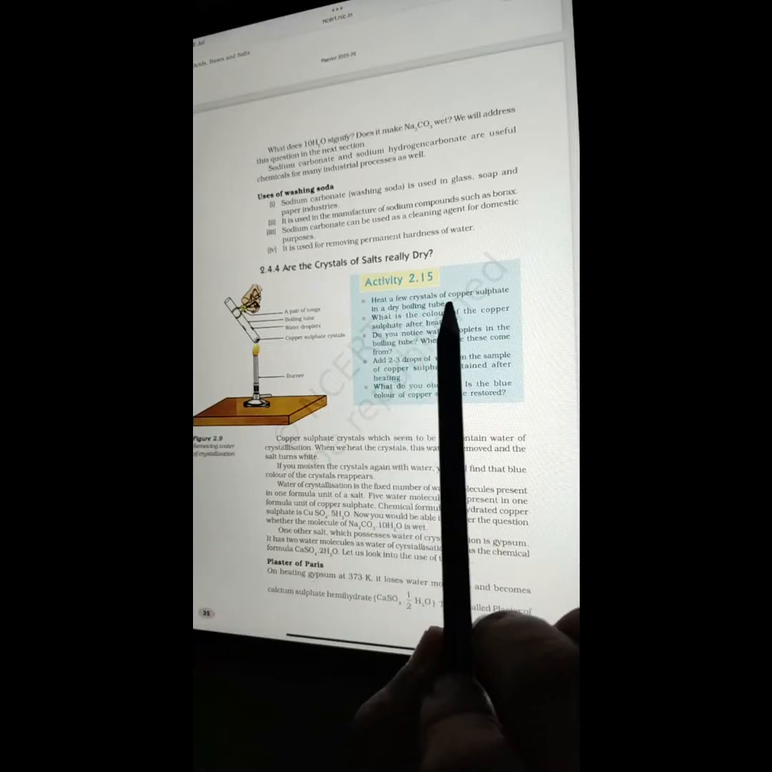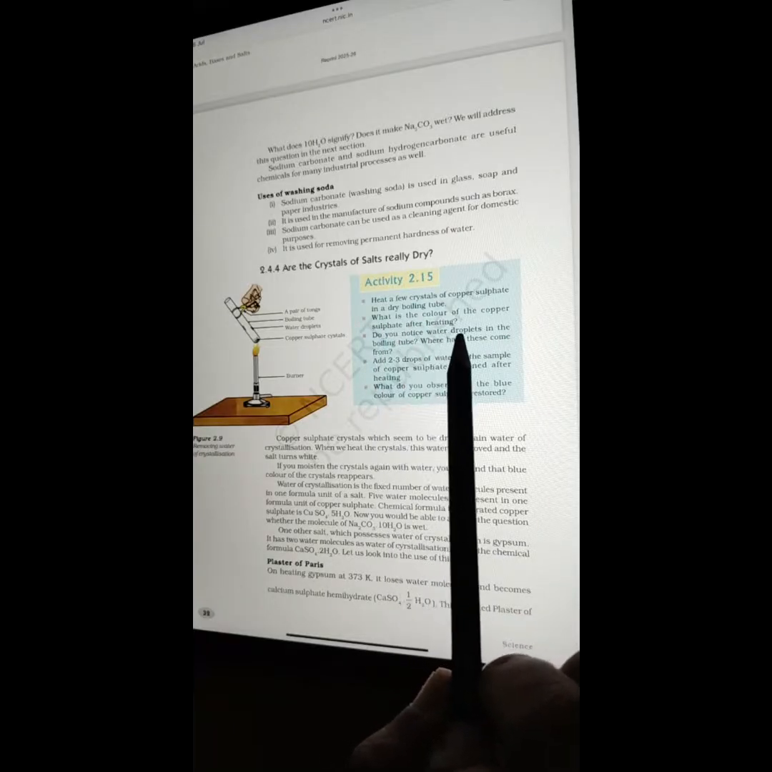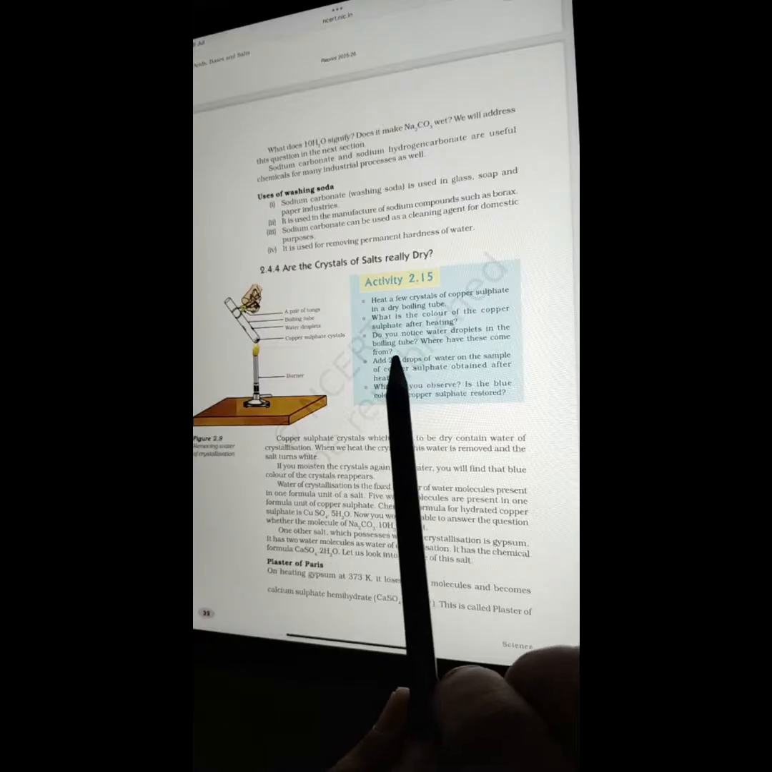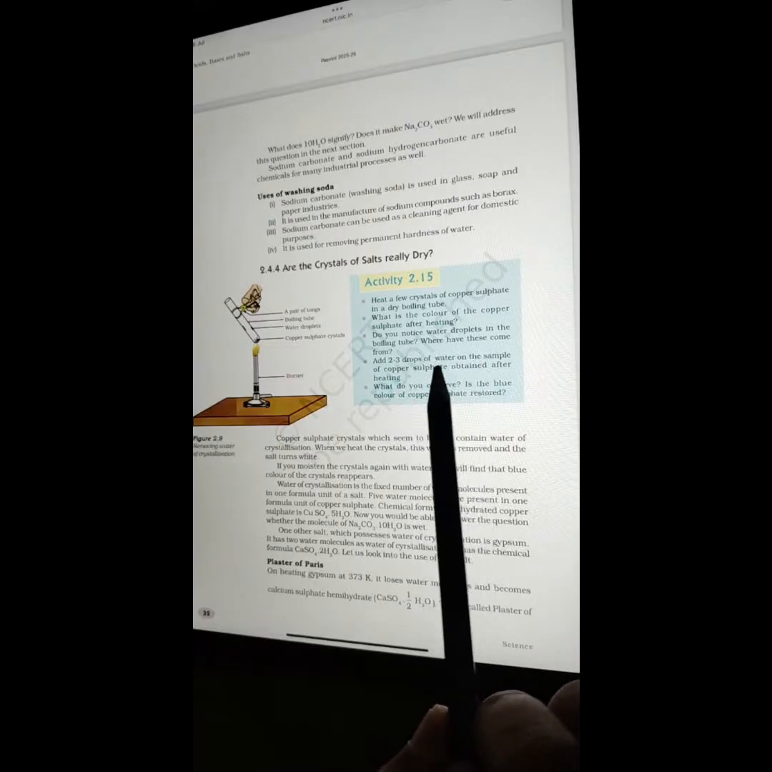Heat a few crystals of copper sulfate in a dry boiling tube. What is the color of the copper sulfate after heating? Do you notice water droplets in the boiling tube? Where have these come from?